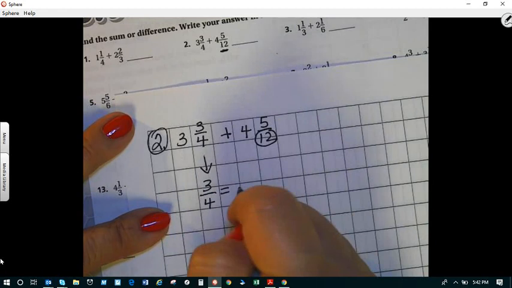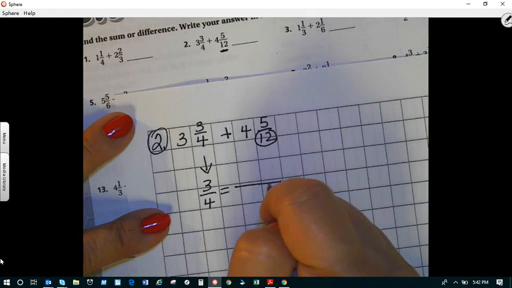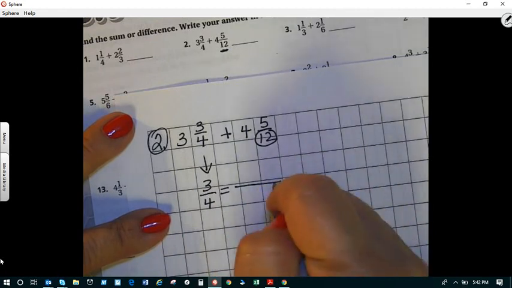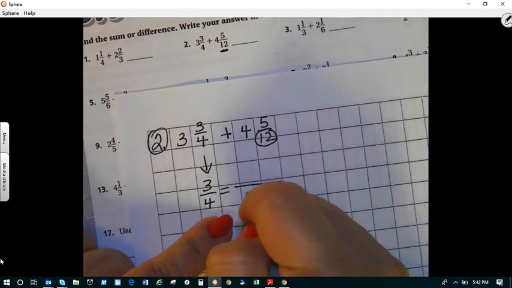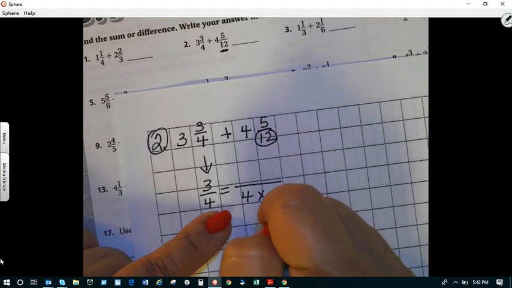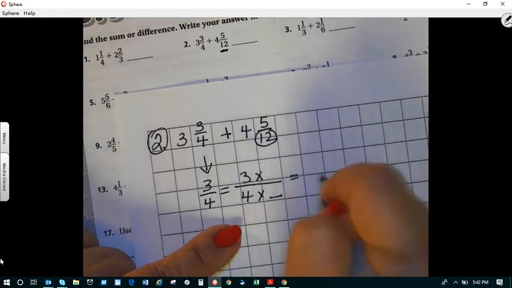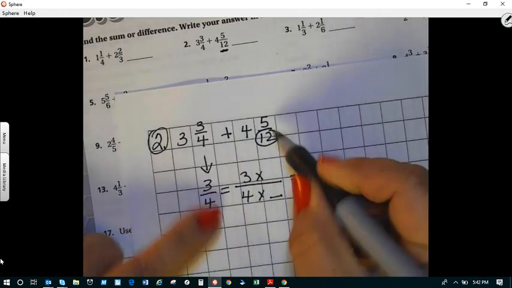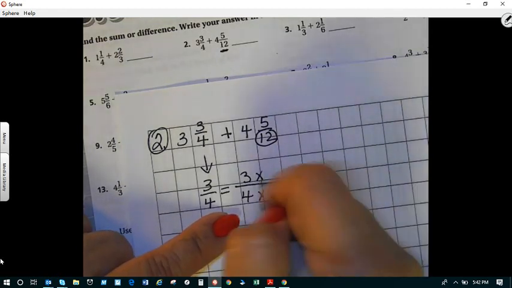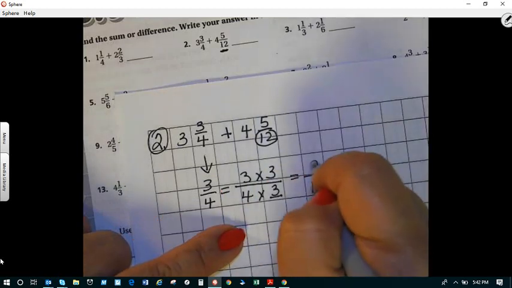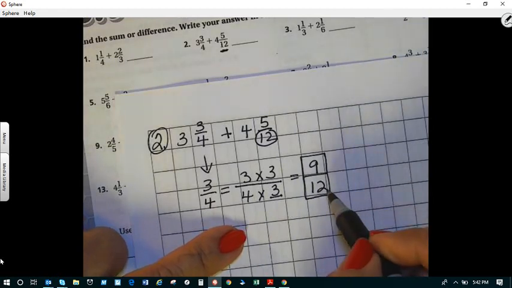This is going to equal, so this is going to be the same as 4 times what, 3 times. Remember, whatever I do to the bottom, I do to the top. I'm going to have a common denominator of 12. So 4 times 3 equals 12, 3 times 3 equals 9. So now I have my new fraction with a common denominator of 12.